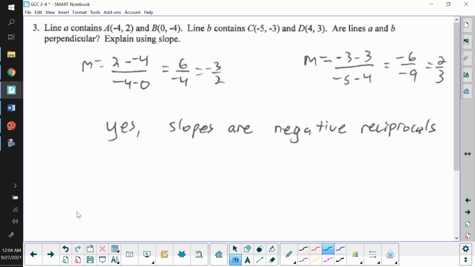Number 3, we want to know if these are perpendicular. Do your y2 minus y1 over x2 minus x1. We get -3/2 when we reduce. For the other one, we get +2/3. Well, if you take your -3/2, if you change the sign and flipped it, you would get 2/3. So therefore, they are perpendicular, and we call those slopes negative reciprocals. Negative because the sign is negated or changed, and reciprocal meaning we flipped the fraction.